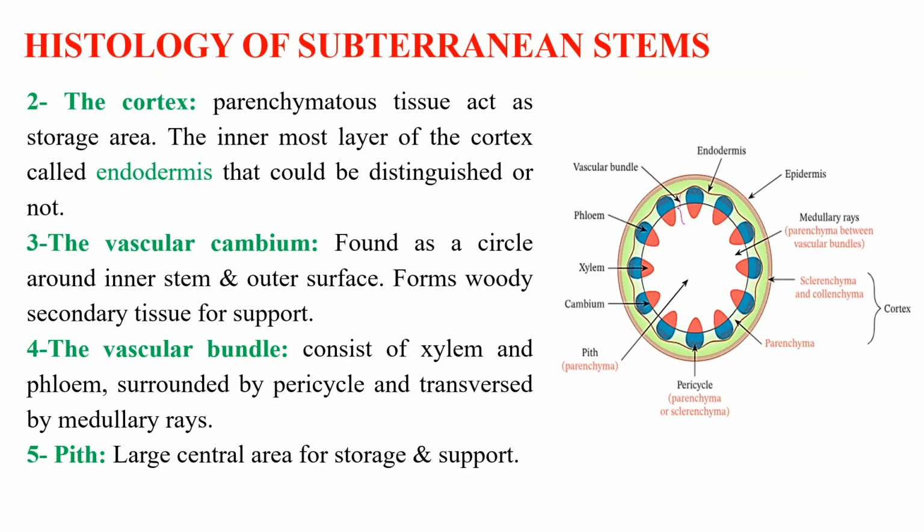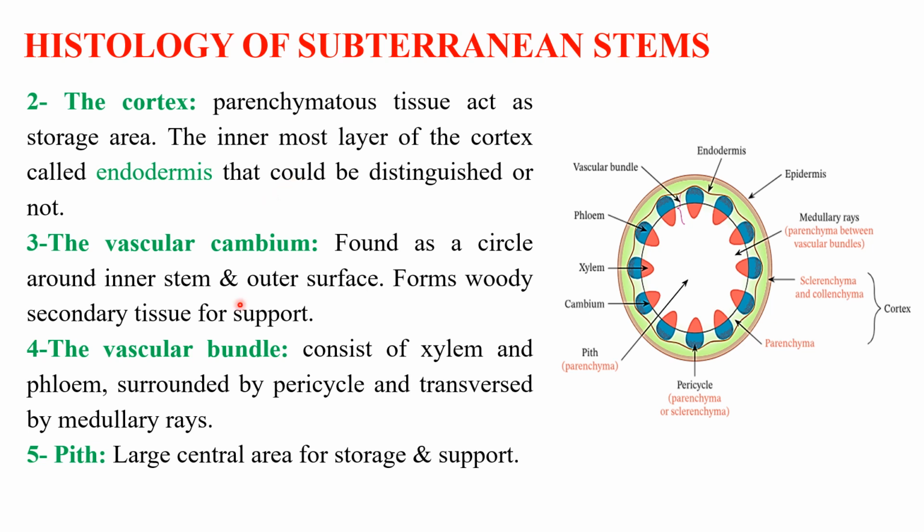The second layer in the subterranean stem is the cortex. Usually it's a parenchymatous tissue, acts as a storage area, as we said previously in subtypes of subterranean organs, especially tuber and corm, used as storage for reserve food material such as starch. So usually we will find the starch granules packed in the parenchyma of the cortex layer. The innermost layer of the cortex, called endodermis, could be distinguished or not according to the constituent in that layer of the plant.